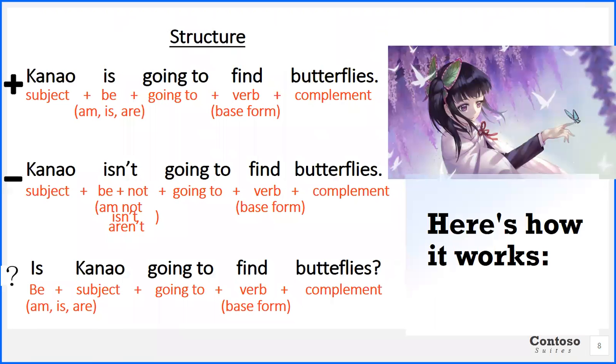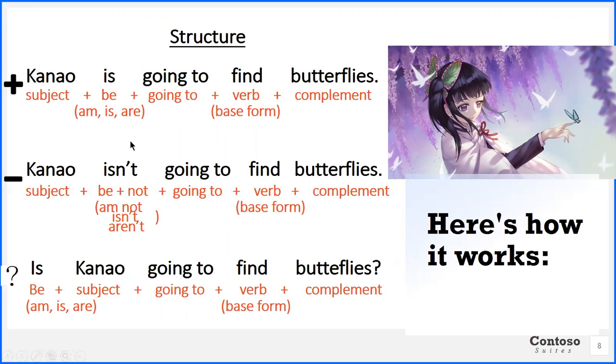Here's how it works. This is the structure for going to. I apologize if it's a little bit convoluted. All of this information might be a little bit too cluttered. But bear with me and just try and pay as close enough attention as you can. So we start with the subject, obviously. Then we have our verb to be. Remember that we always use one of these three forms of the verb to be, either am, is, or are, depending on our subject. Then we're going to use going to, our verb in base form, and complement.